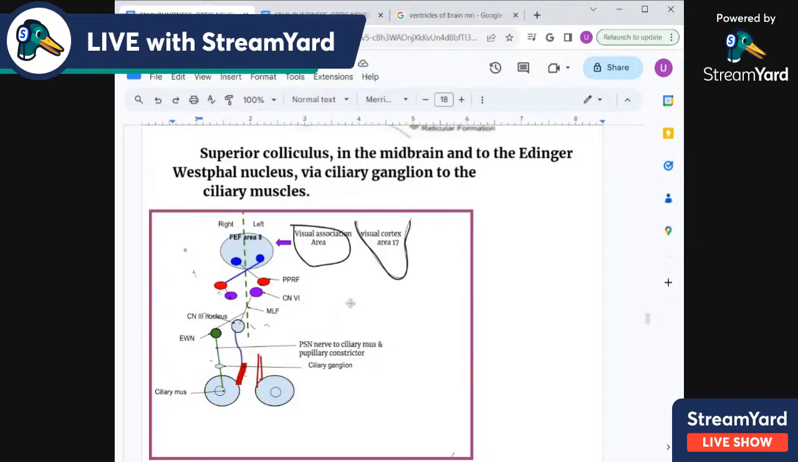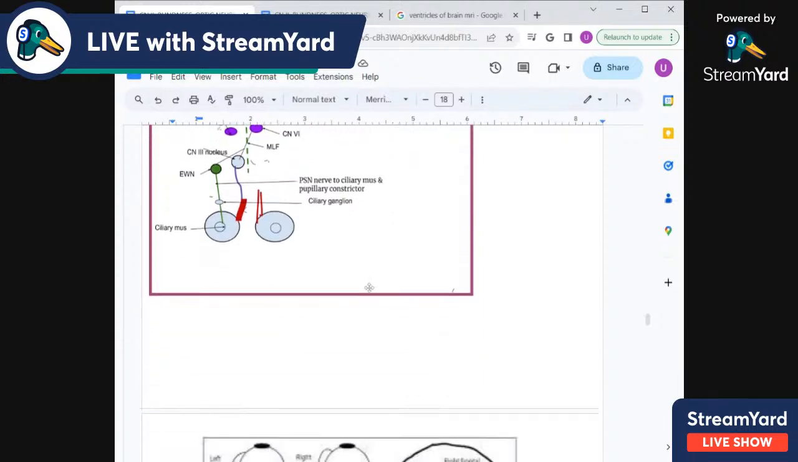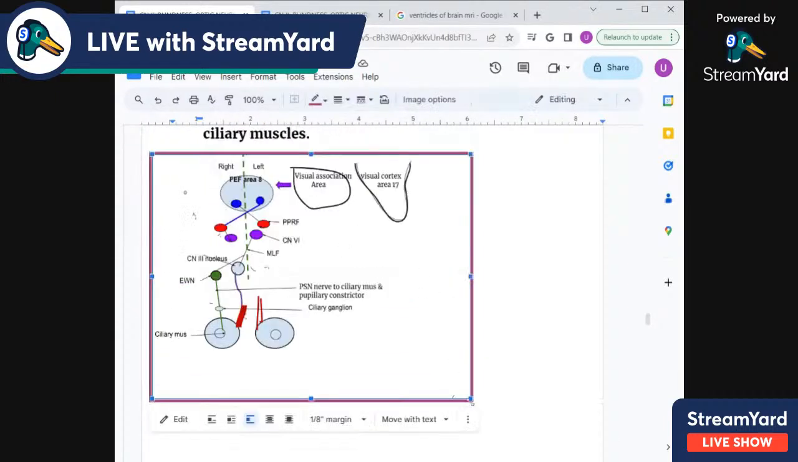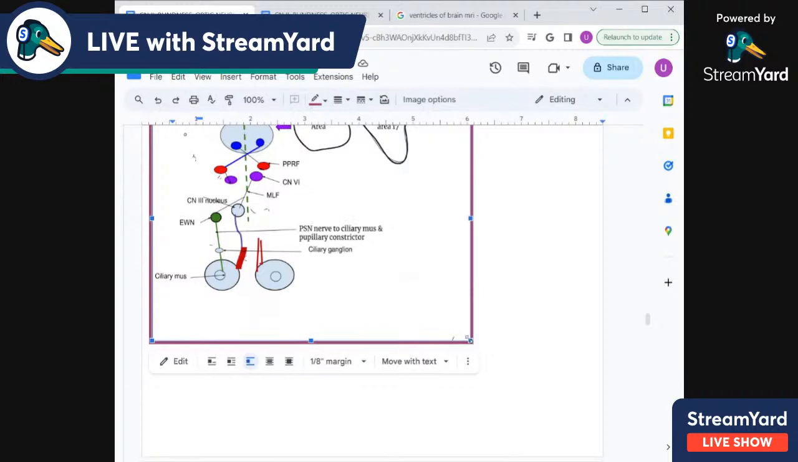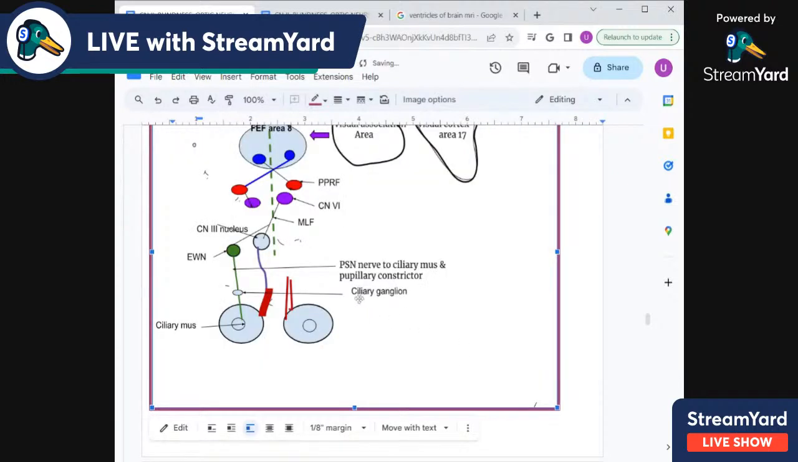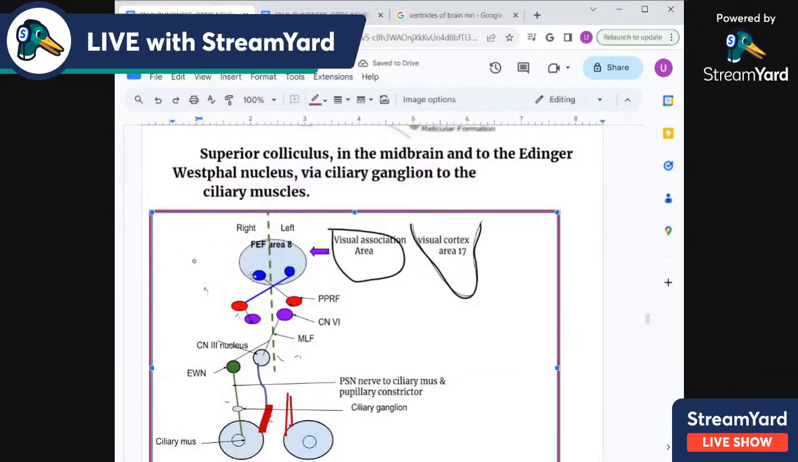The visual cortex to the visual association area, all this connected through the superior longitudinal fasciculus. Let me enlarge it a little bit. Through the superior longitudinal fasciculus to the frontal eye field, area 8 of the opposite side here. And this frontal eye field area is connected on the opposite side to the PPRF, paramedian pontine reticular formation, in the pons, right?